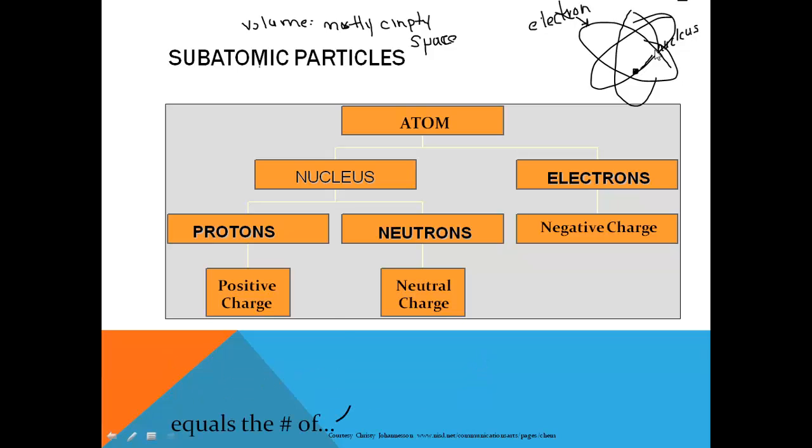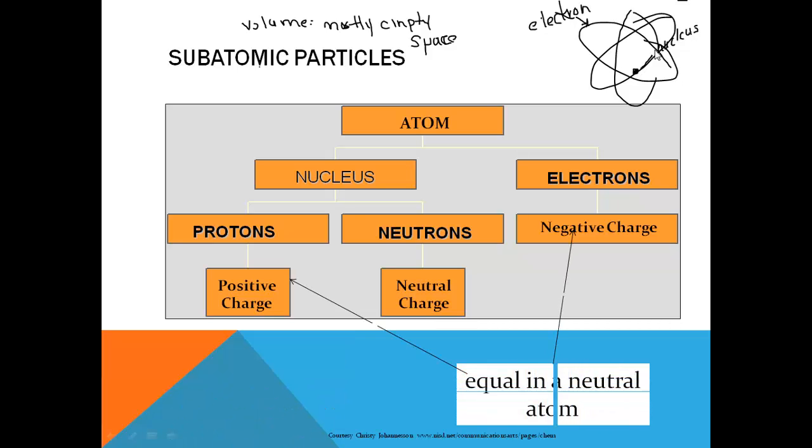All right, the number of protons is equal to the atomic number of the atom, and finally, the protons and electrons are equal in a neutral atom.